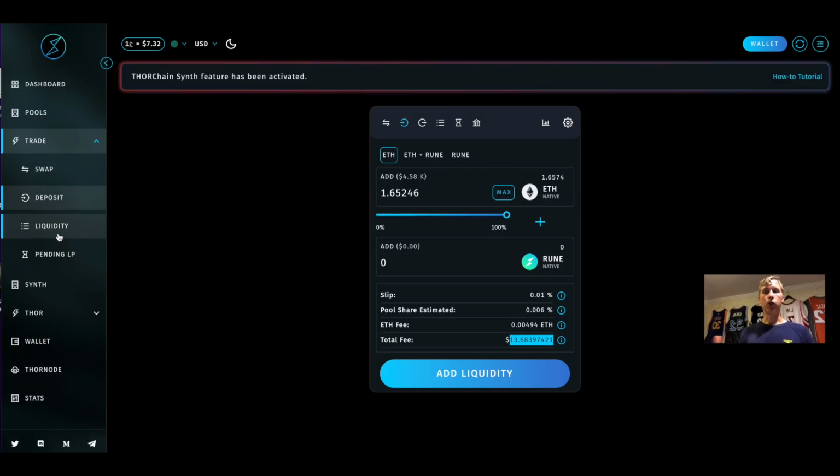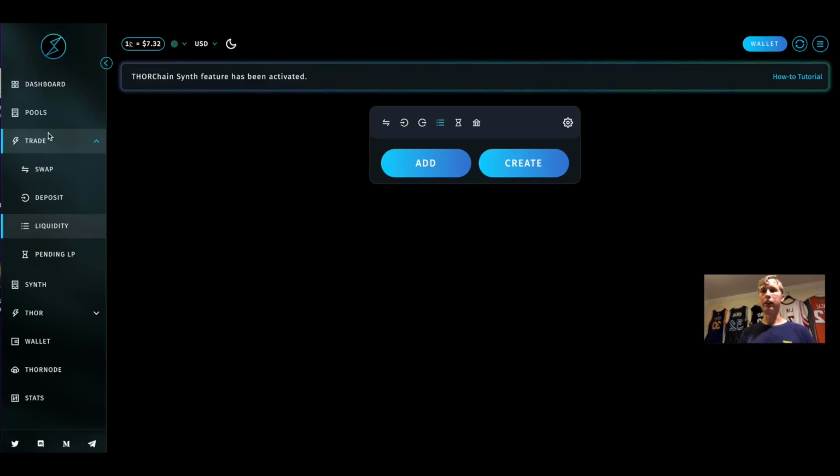Now, if we're adding liquidity into any of these pools, it'll show up here. So this is where you can add, withdraw, whatever. Keep in mind your liquidity that you deposit, it's 100 days from the deposit. That's your impermanent loss protection. If you deposit again within like 50 days, it resets the ticker. So it's 100 days from the last deposit.